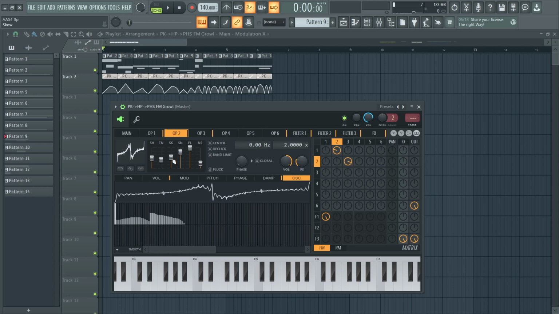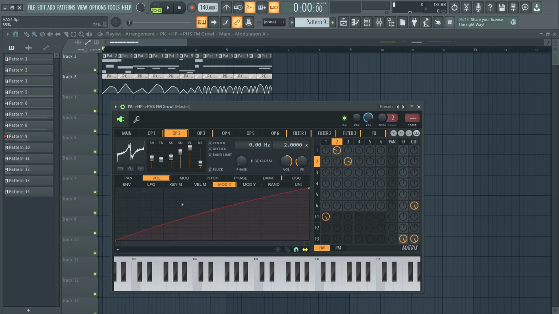I had the skew on the middle tick, shape on the middle tick, the sine shaper between the 5th and 6th tick, and I have a little bit of noise as well. And I route the volume to mod X, and this is my shape.